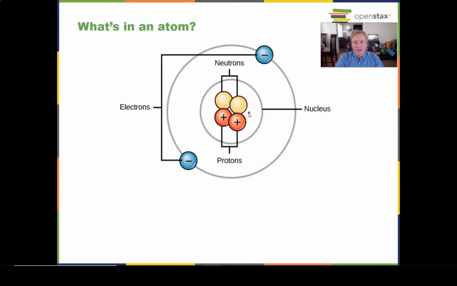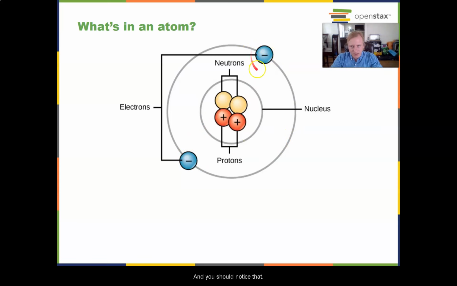Neutrons have no charge, or they have neutral charge. And then out here, this atom has two electrons. These electrons have negative charge. And you should notice here that the electrons' two negative charges balance out the protons' two positive charges. So you have two electrons with a negative charge, and you have two protons with a positive charge.